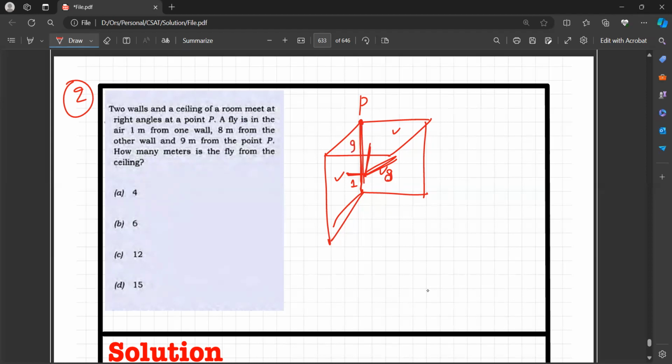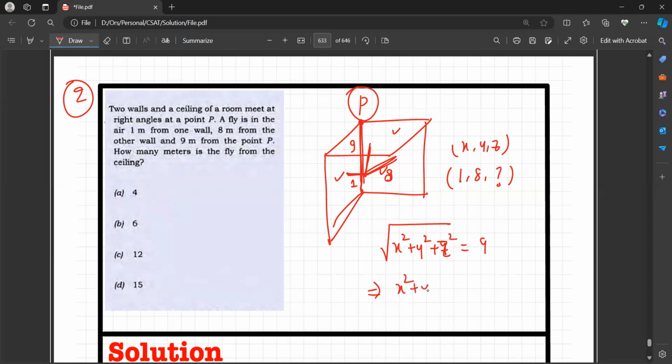Got it? Now, observe one thing. Now the question is, ऊपर के सीलिंग में से वो कितना दूर है? X, Y, Z का कोऑर्डिनेट आपको पता है 1, 8 और ये वाला निकालना है. The distance from the origin, suppose P origin है, P से वो कितना दूरी है? 9. Can we say x square plus y square plus z square equals 9, which implies x square plus y square plus z square becomes 81.